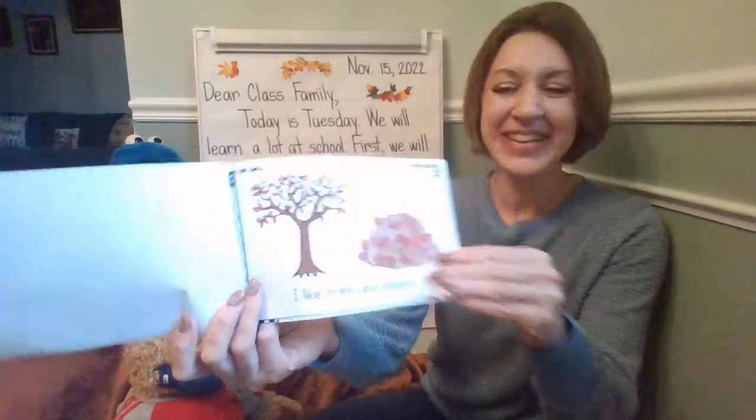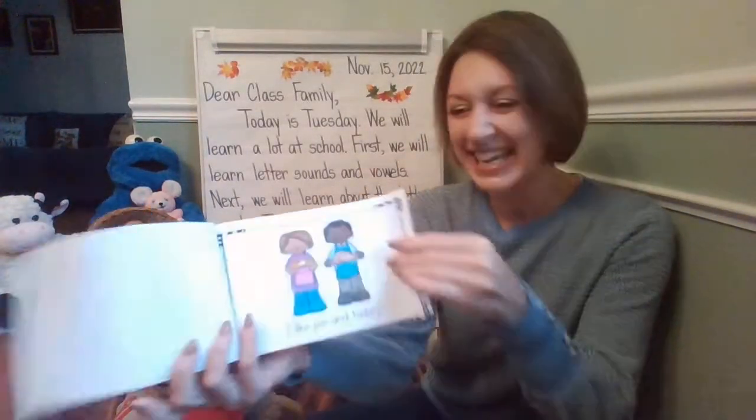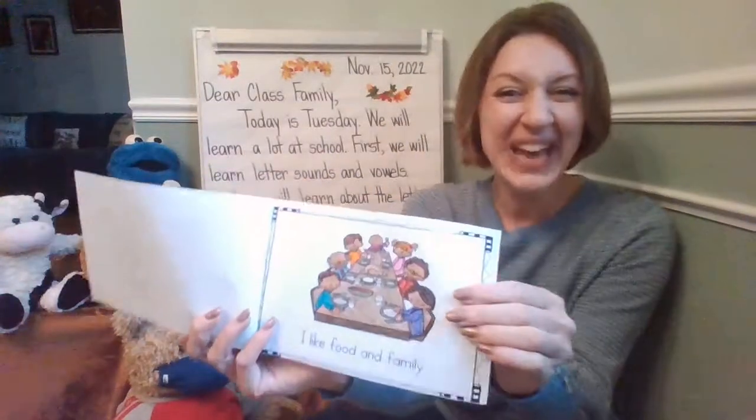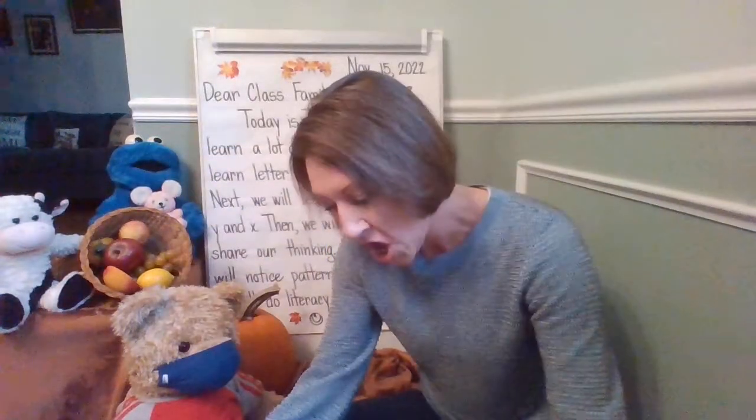I like trees and leaves. I like cold weather. I like pie and turkey. I like food and family. We're going to find the pattern sentences. We're going to see those words that are on the word wall. We're going to be coloring. We're going to be reading and pumping our brains with knowledge.